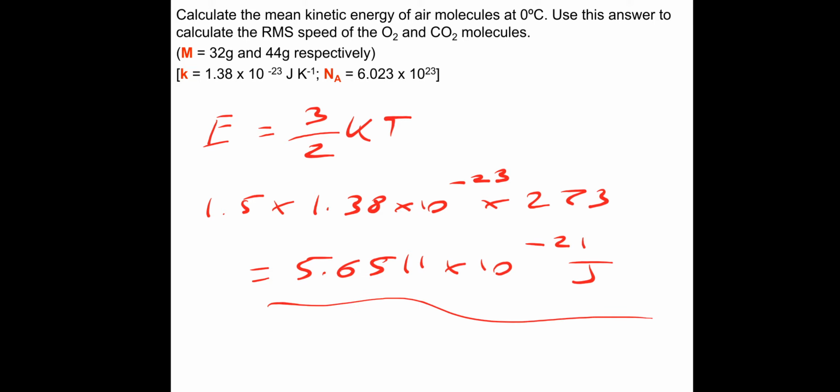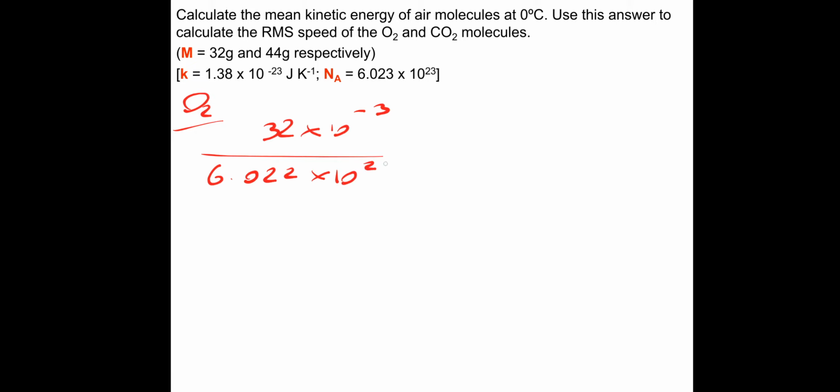Then what we should do is find the mass of each molecule. So we've got the energy, so make sure this is written down, or if it's correct, just tick it. Then let's find the mass. Let's do the O2. So the O2's mass will be the 32 grams, so 32 times 10 to the minus 3 divided by Avogadro's number, 6.022 times 10 to the 23, so that gives a mass for the O2 of 5.31 times 10 to the minus 26 kilos.